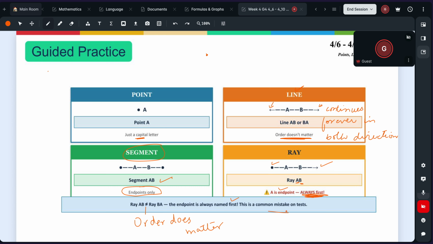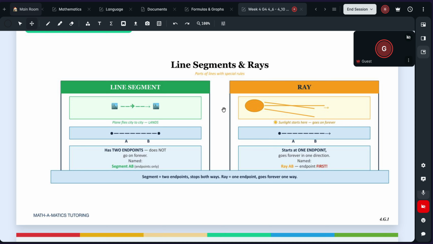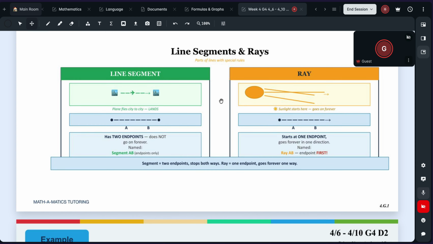This is a common mistake on tests. So you see here the endpoint is A and it comes first. It will always be first. Let me scroll down. Line, segment, and rays. This is some more information about the line, segment, and ray.